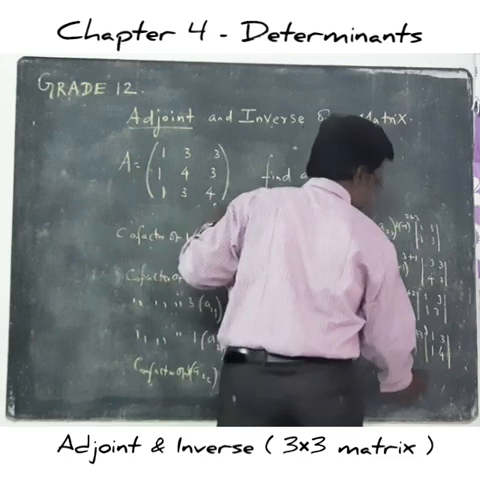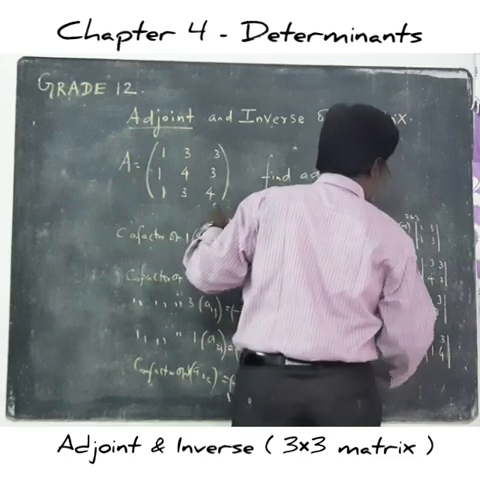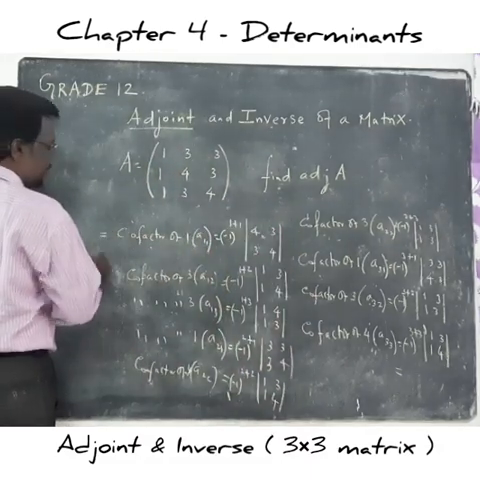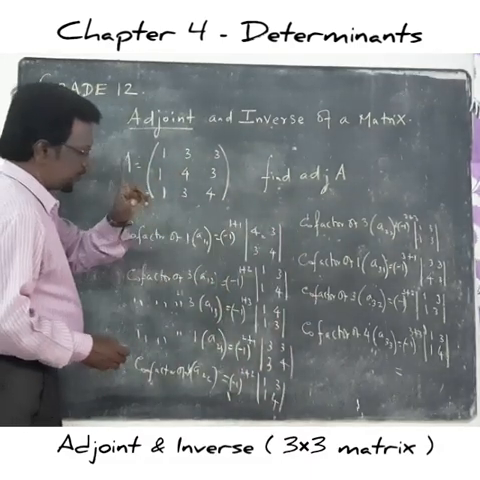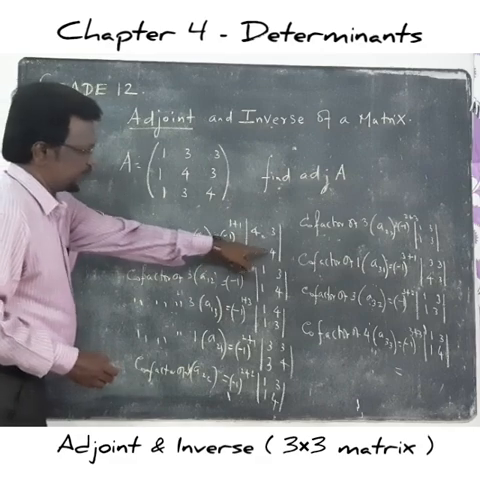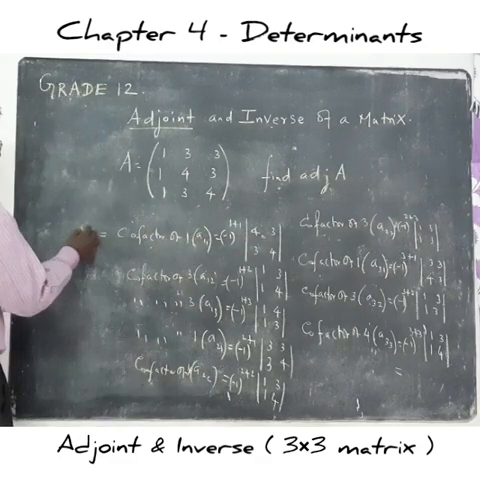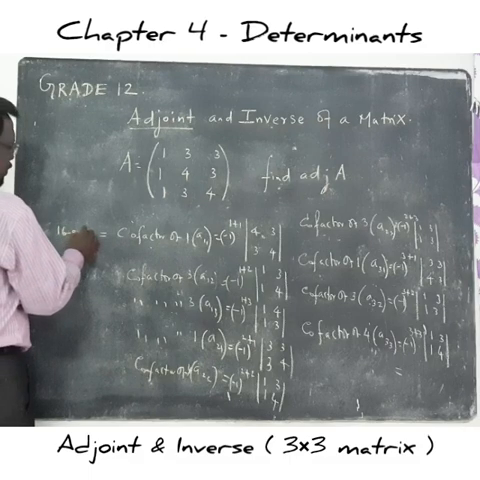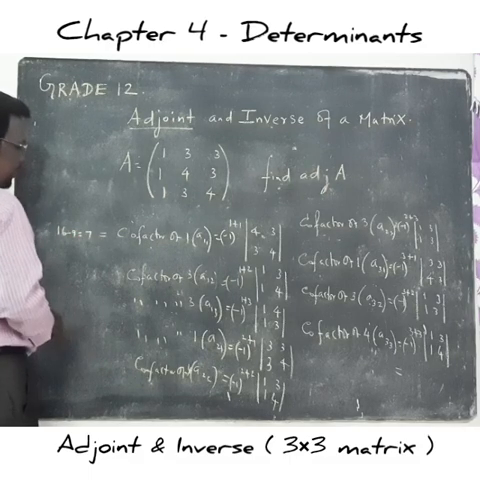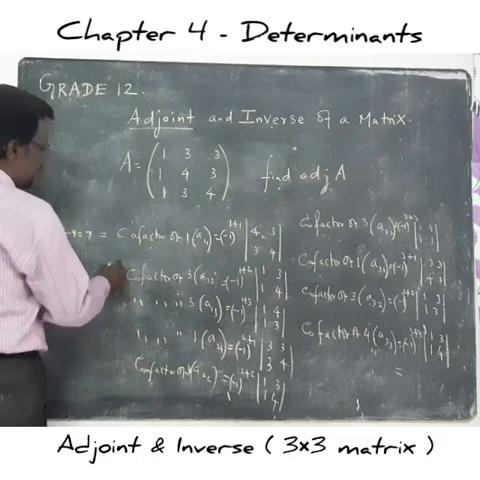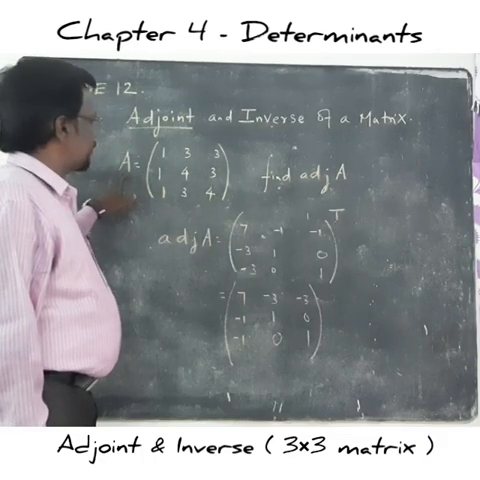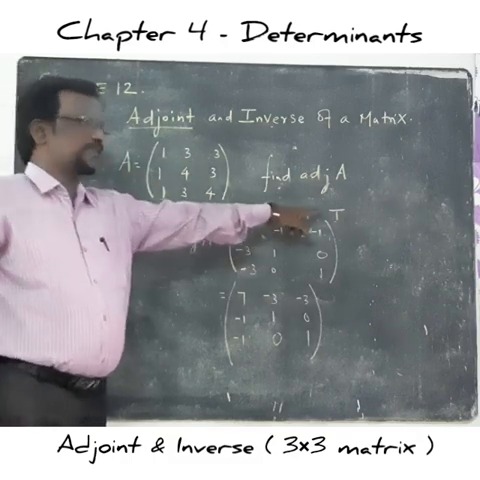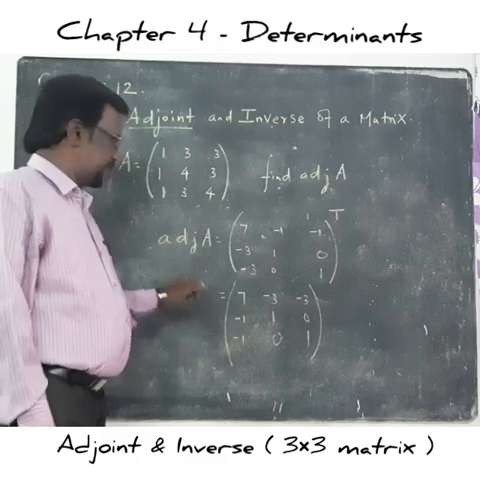So we can write the equivalent values. What is that? Minus 1 power 1 plus 1, that is plus. So 4 into 4, 16, 16 minus 9, equal to 7. Okay. So similarly you can find all the values. Only when we have found all the cofactors of all the respective elements, we have to transpose that matrix, so we can get the adjoint A.